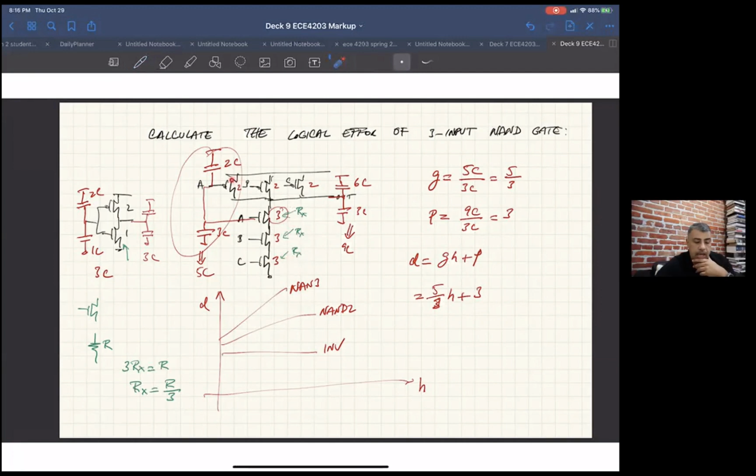And these guys are in parallel, and propagation delay is worst case when only one of them is on. So that's the same as this guy because they're in parallel. Okay, that makes sense. Cool. Any other questions?